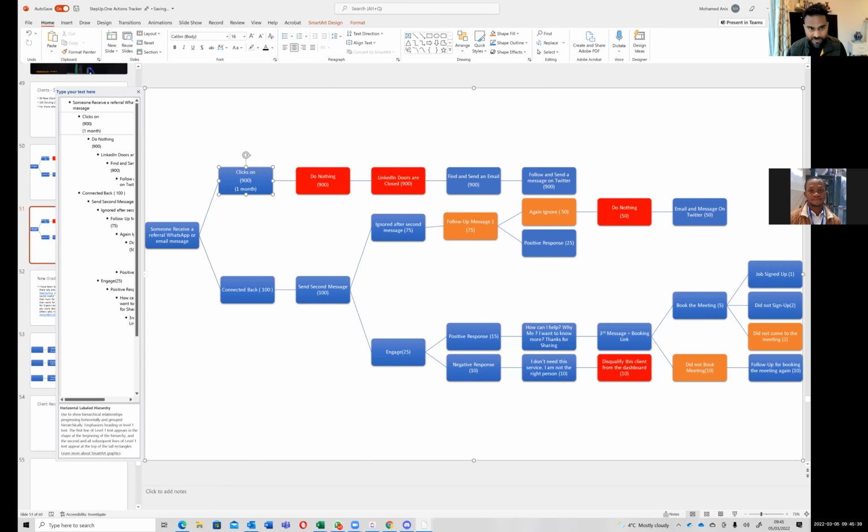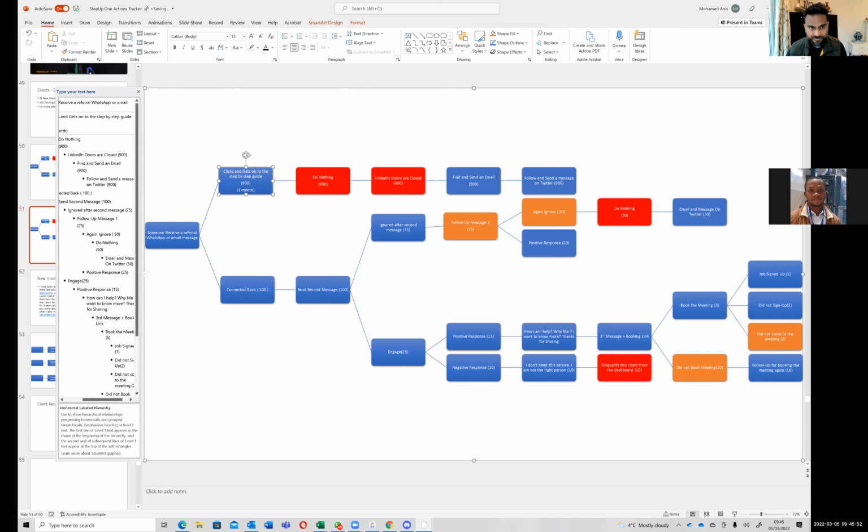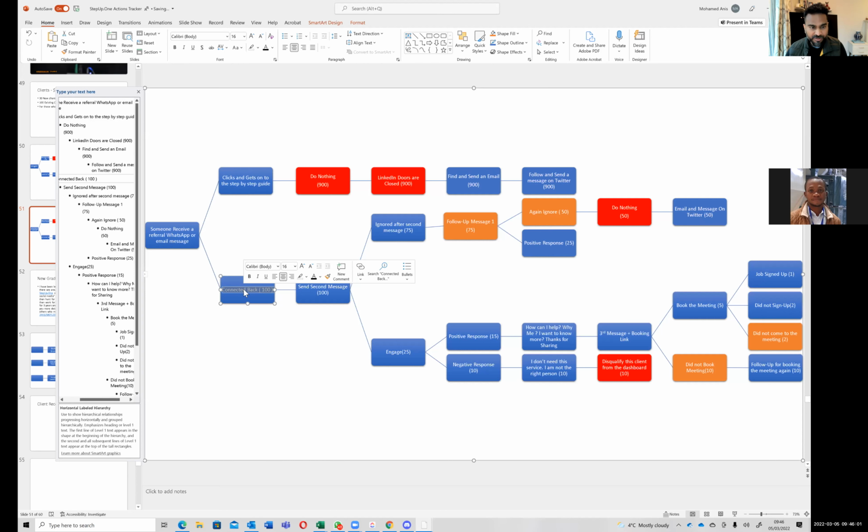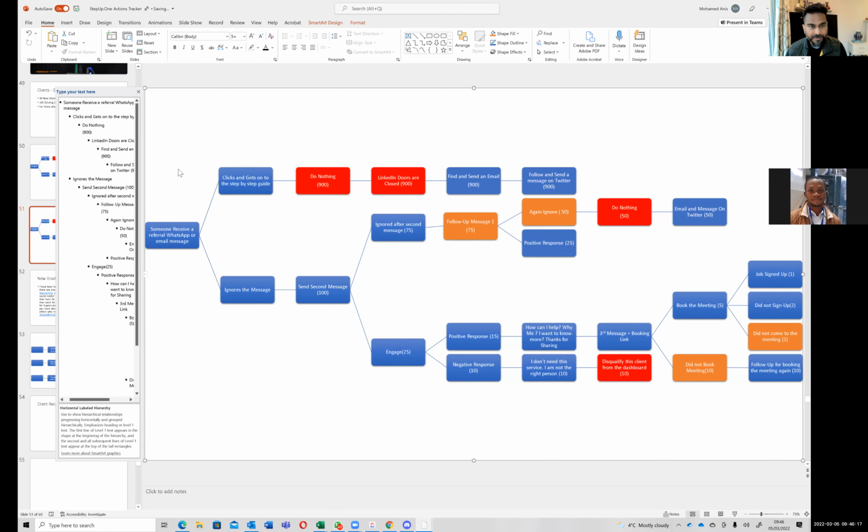Clicks and gets onto the step-by-step guide. I don't know how many of them will do this. I can't comment on that. So let me remove that. And this person says, he ignores the whole thing, that's it. Ignore the message or forgets about the message, whatever, that is the possibility.